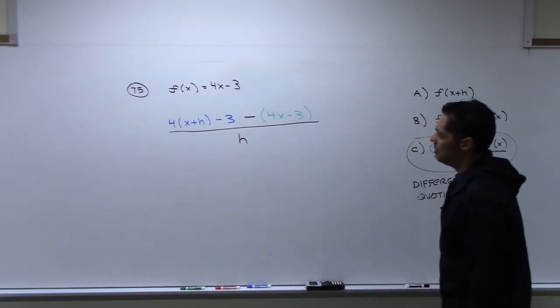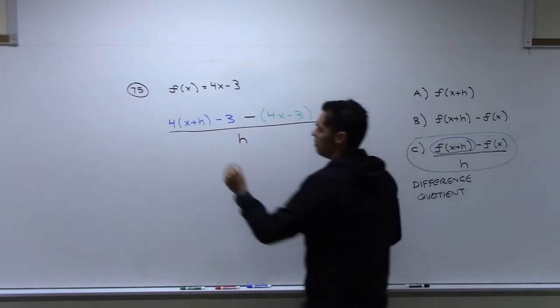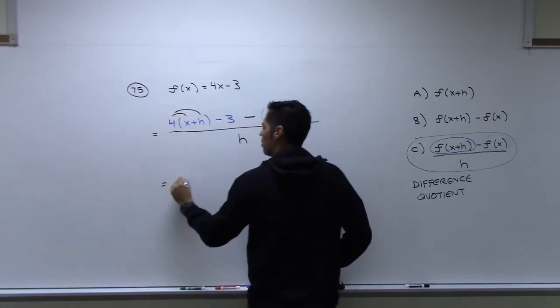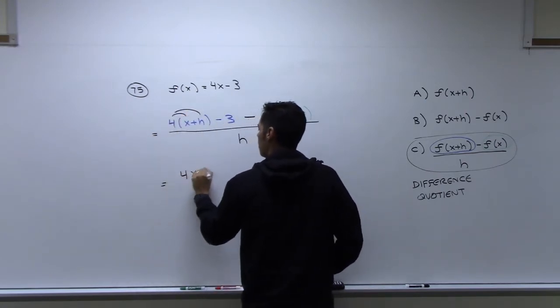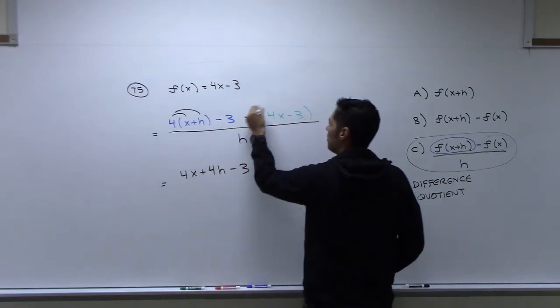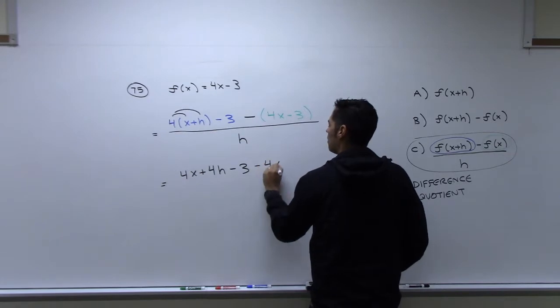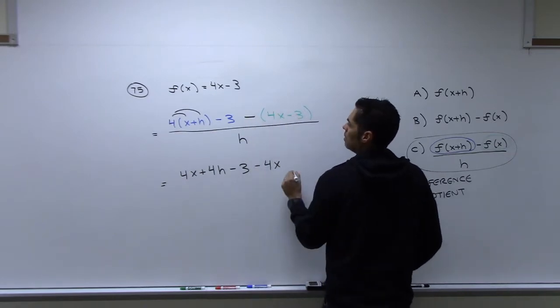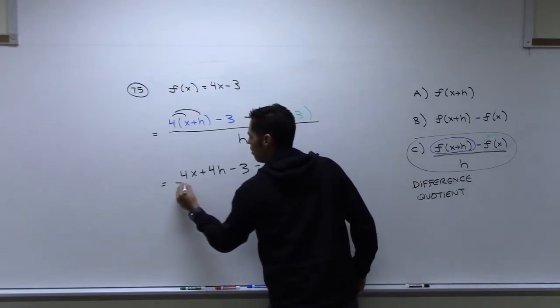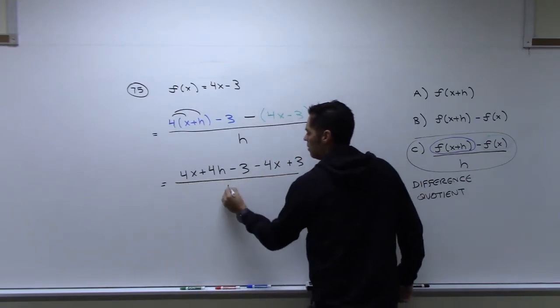Okay, now let's clean this up. So what I'm going to do is distribute the 4 through. So I get 4x plus 4h. Then minus 3, then distribute the negative through here, you get minus 4x, then you get plus 3, and then all of this over h.